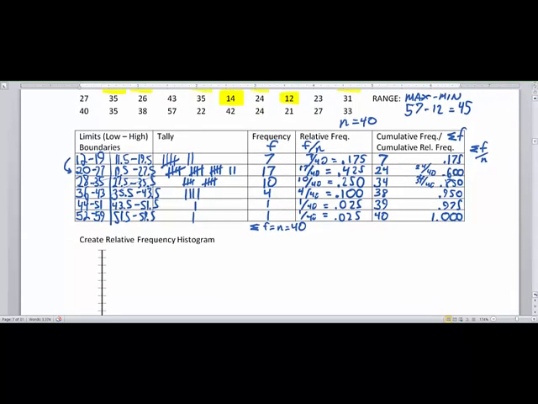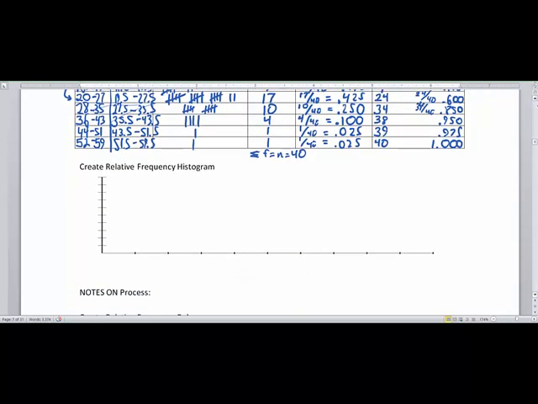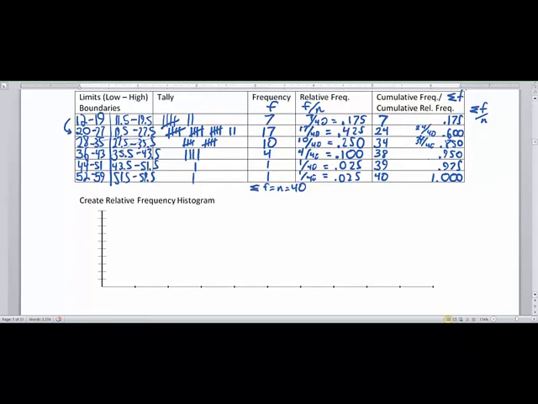Okay, so now what we're going to do is carefully create our relative frequency histogram. And I'm going to need to see, for this, the relative frequency chart and my limits. So, to highlight these in green, I'm going to look at this, and I'm going to look at this for my heights and my widths. This is going to be my x-axis, this is going to be my y-axis.